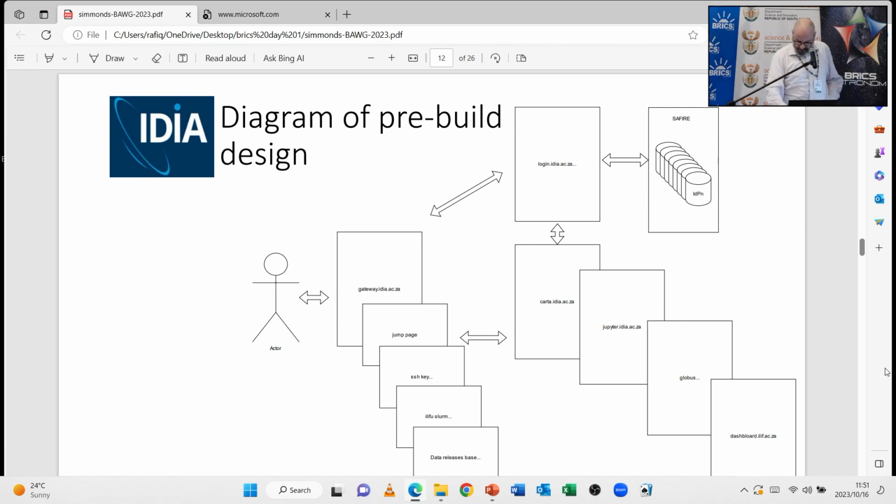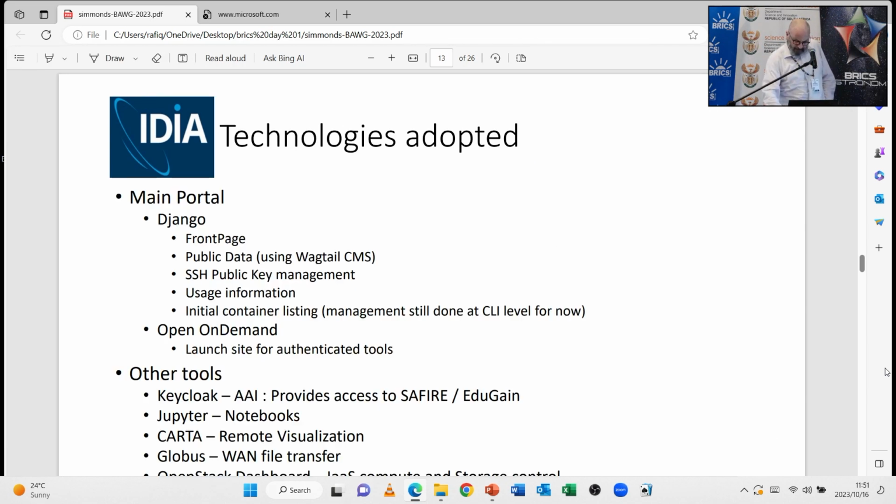So that was something I threw together one Monday morning, and the following week, we had a working system. This shows the difference between CyberSK, which took 3 years to write, and this that took 1 week to put together. So that's a big difference. And so we're using Django for certain things: front page, public data access, SSH key management, the public key management.